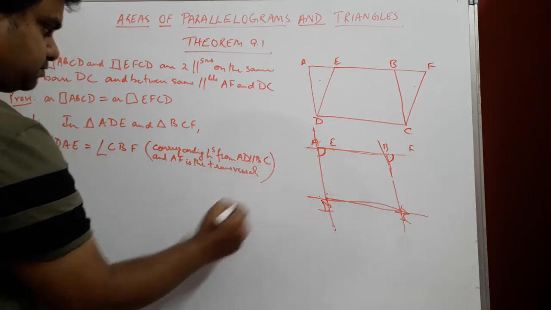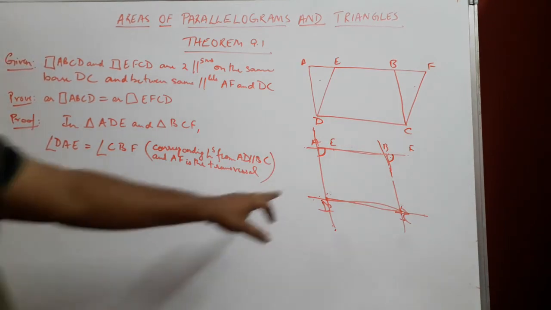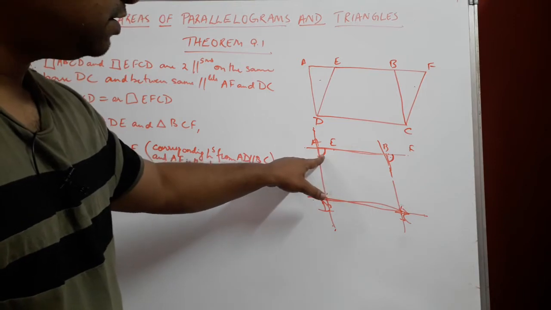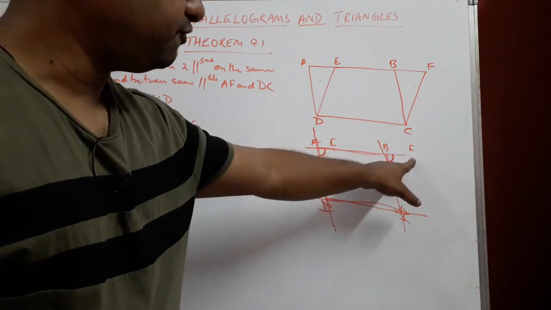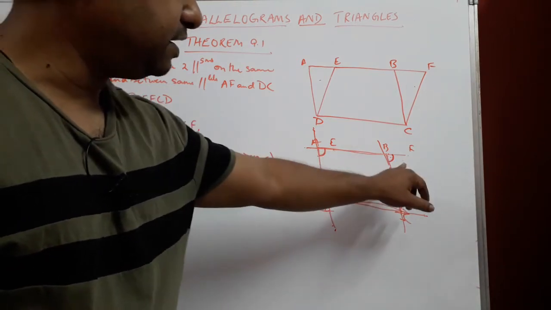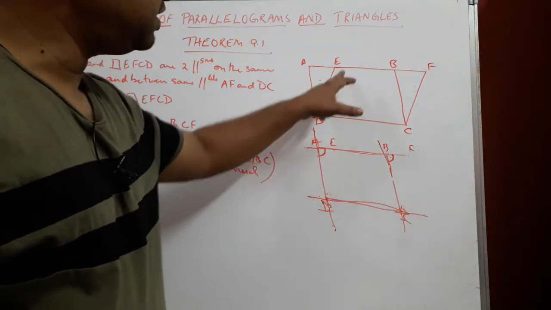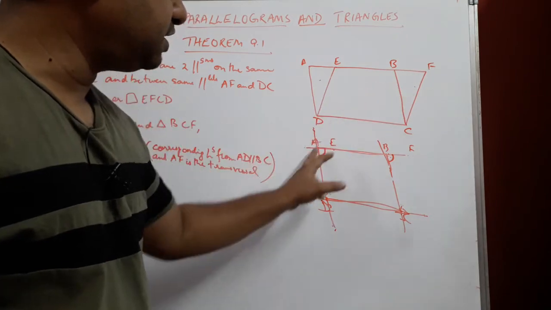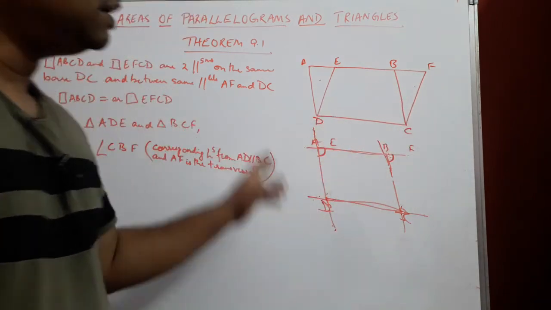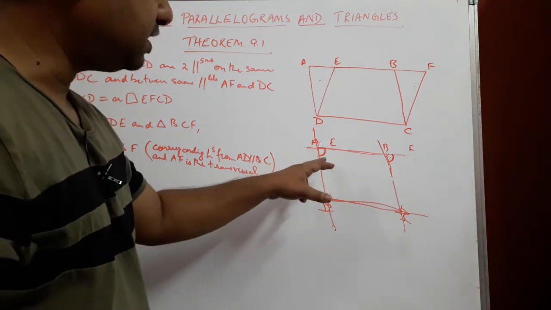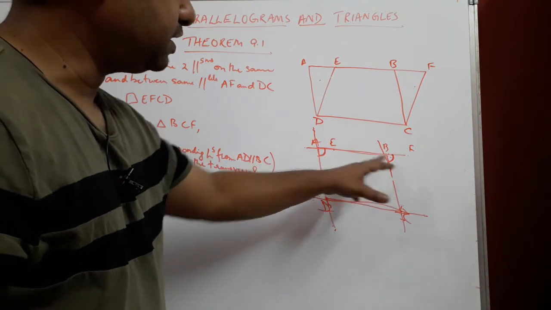Transversal. Got it? Okay. So DAE becomes equal to CBF. Actually, it's just angle A equal to angle B. Now, because there is E over here and F over here, we take it as DAE and CBF. And there is also a reason why we take it that way. It will be helpful further. But for now, what you understand is why are we taking these two angles as equal to each other?